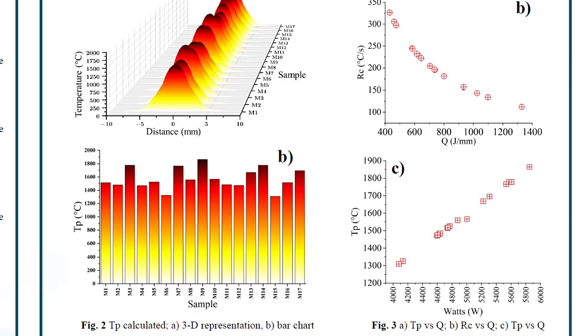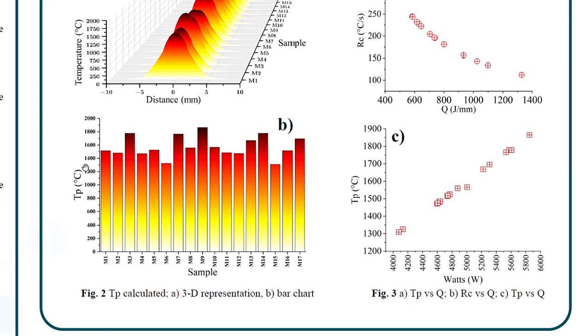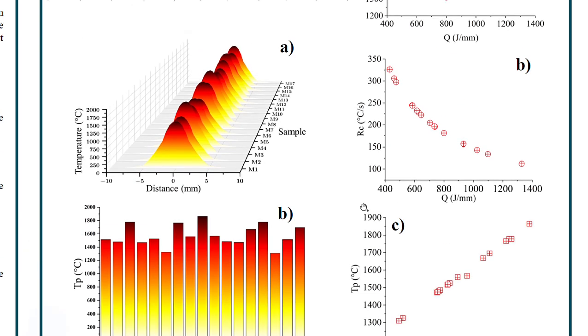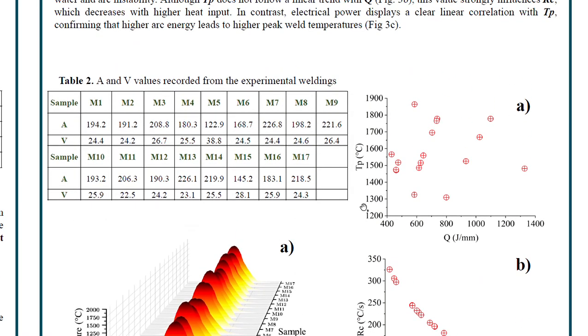On the other hand, electrical power showed a clear linear relationship with peak temperature. So we can see here as the electrical power, also known as watts, increases linearly with the peak temperature. On the other hand, regarding cooling rate, it decreases as the heat input increases. And also, this makes sense, since more energy results in a slower cooling.